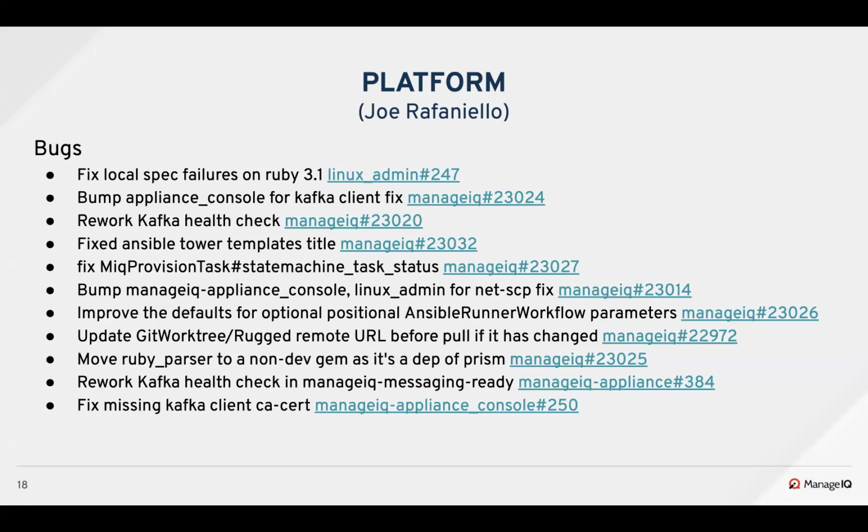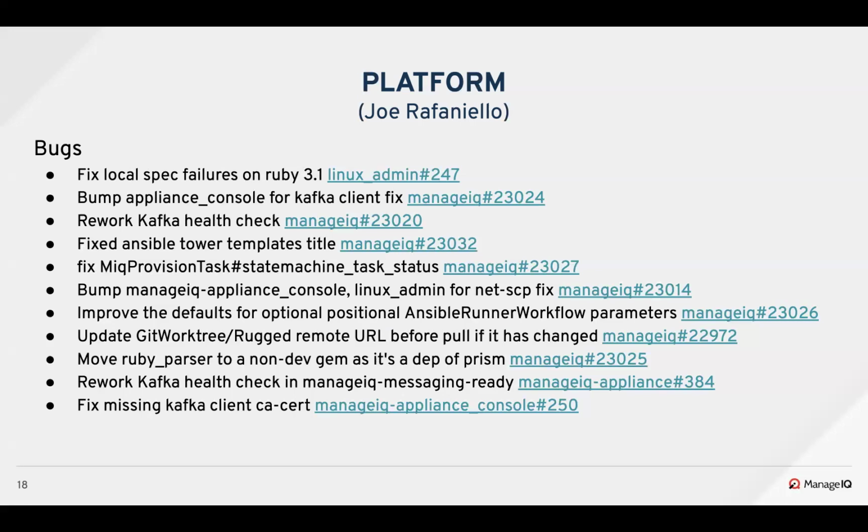I don't know this one. Somebody worked on improving the defaults for optional positional Ansible runner workflow parameters. Adam made a fix in the Git work tree Rugged Git layer so that if somebody changes the URL, it will actually honor that change and pull from that remote URL instead of kind of ignoring it.